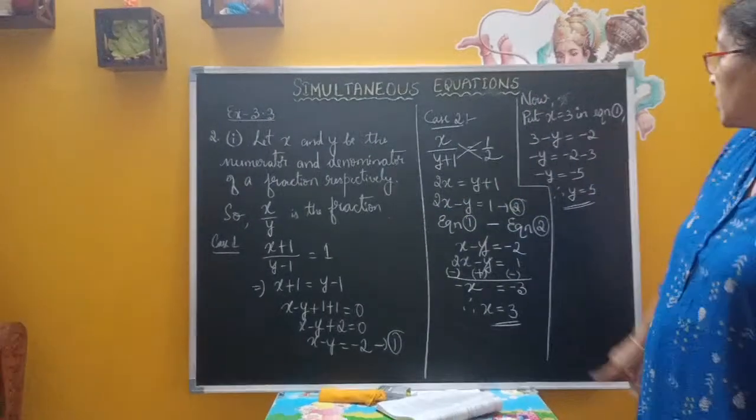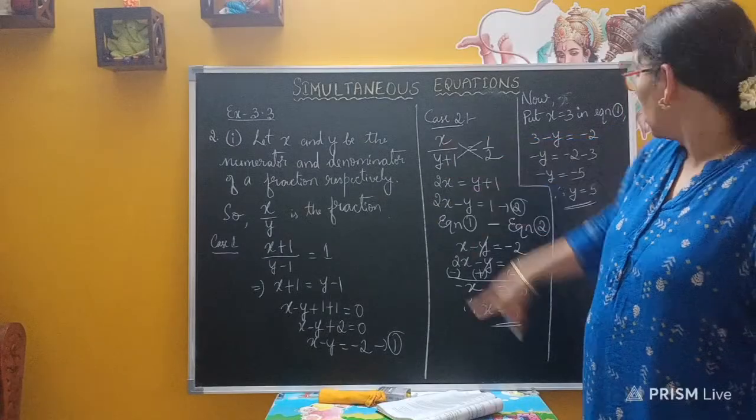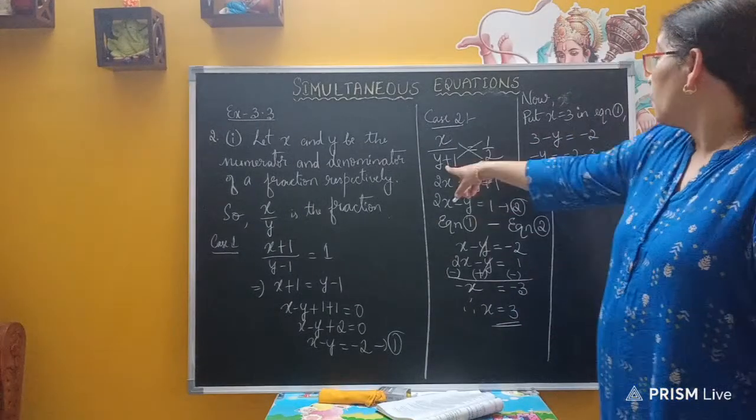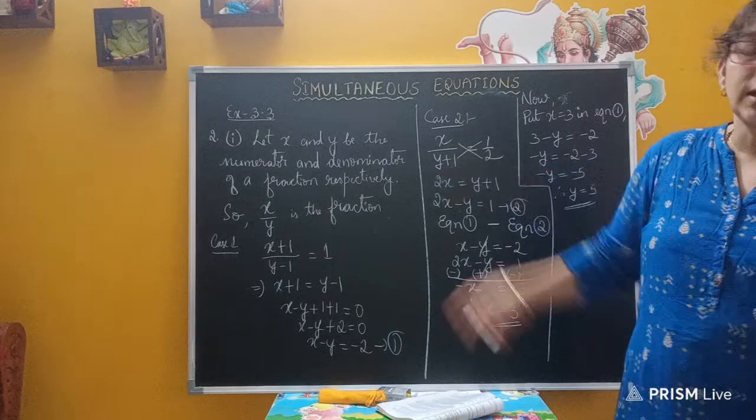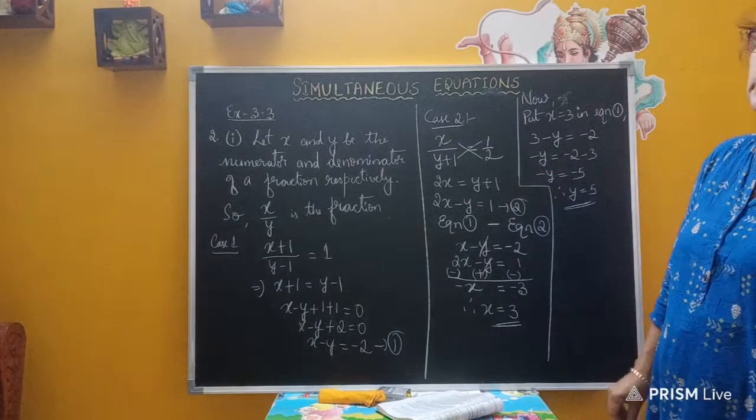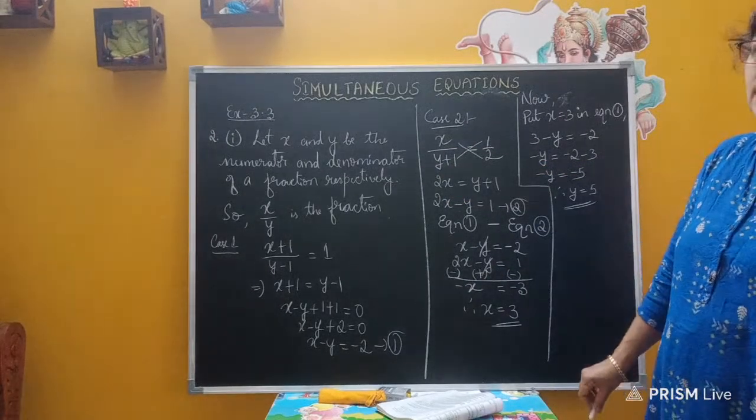In the second case, x value is how much? 3. Y plus 1, that is 5 plus 1, how much? 6. 3 by 6. What do we get? It is 1 by 2. So our answer is correct.